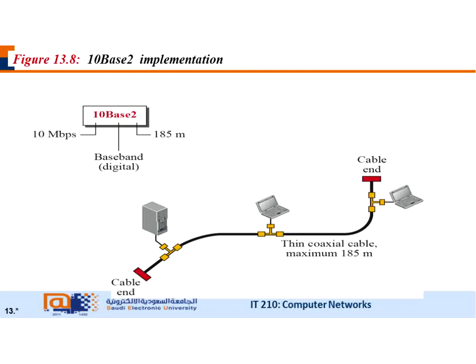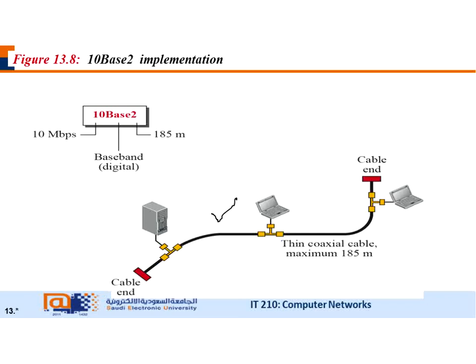Now the next implementation is the 10Base2 implementation. It is also called thin Ethernet or thinnet or cheapernet. 10Base2 uses a bus topology, but the cable is much thinner and more flexible, as you can see over here. This cable can be bent to pass very close to the stations. In this case, the transceiver is a part of the network interface card which is installed inside the station.